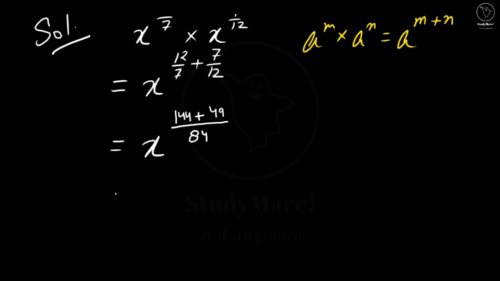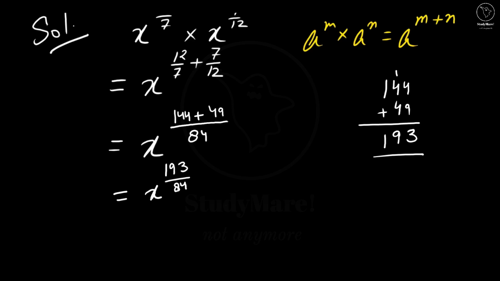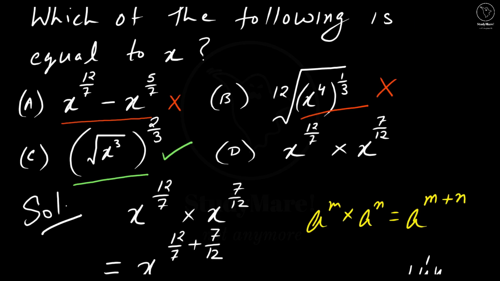So this is equal to x to the power 144 plus 49. We get 9 plus 4 is 13, 3 1s are 4, 4 4 8 1 9. Here we get 1. So this becomes 193 by 84. Cannot be simplified further. So again, this is not getting reduced to x, which anyhow we already knew, but we just solved it. So this one is also not true.